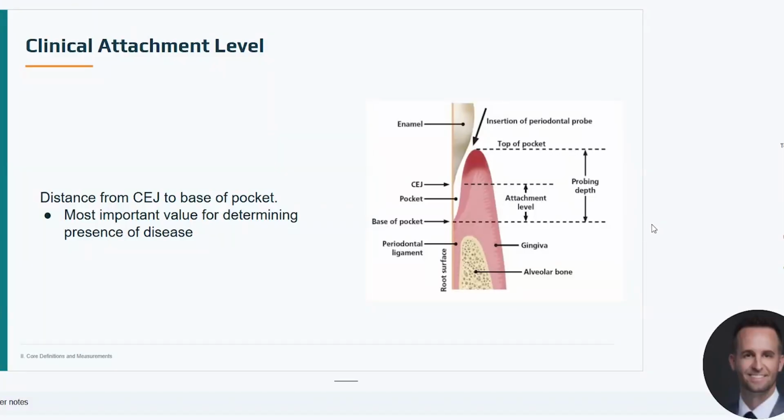Clinical attachment level. Now this is the hard one for many people to understand. The clinical attachment level is the distance from the CEJ to the base of the pocket. It tells you exactly where the gum tissue actually physically attaches to the tooth. It's exactly how it sounds. Where does it clinically attach to the tooth? What is the level? This level is relative to the CEJ.